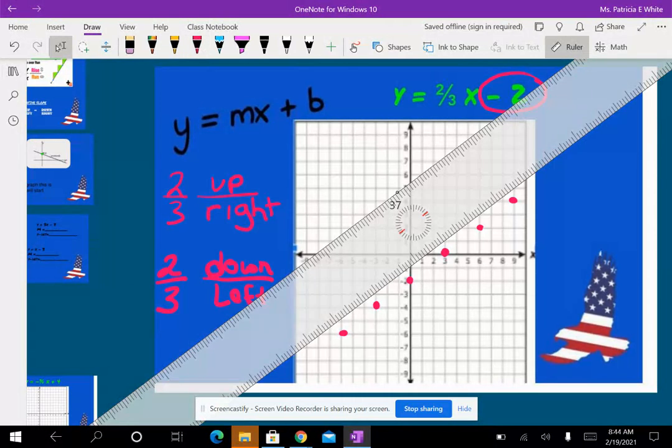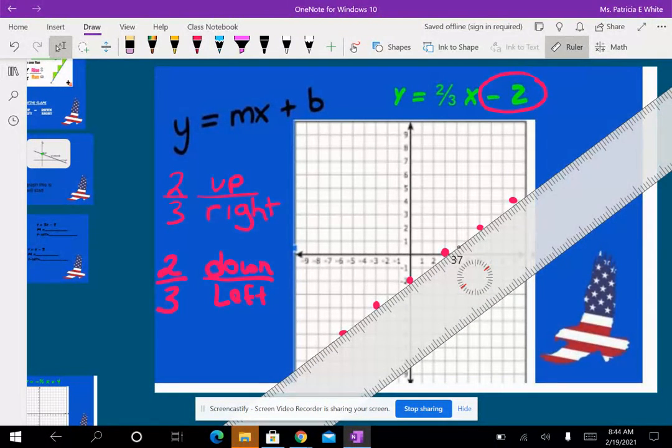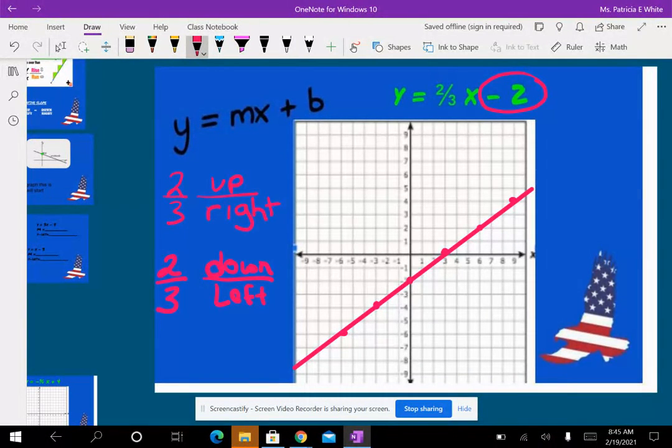Okay, and then we're going to get a straight edge and we're going to draw our line through our points. And that's it. You have graphed the line. Every one of these points are called solutions.